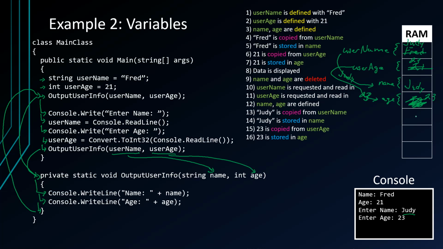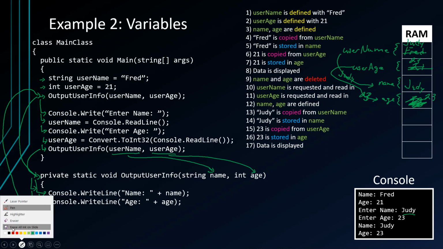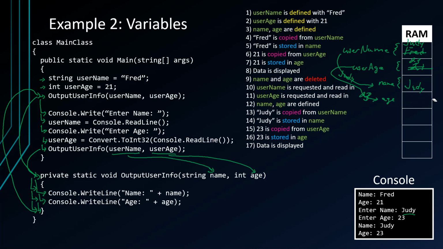Okay, we're almost done. So now it's going to come into the code, and again, it's going to execute and execute. It's going to display Judy 23 on the screen. And we see name Judy, age 23. And then finally, what's it do? It comes down to this final squiggly bracket, and it does what it did before. It goes and it deletes. It's going to say, oh, I do not need this anymore. So name and age are gone.